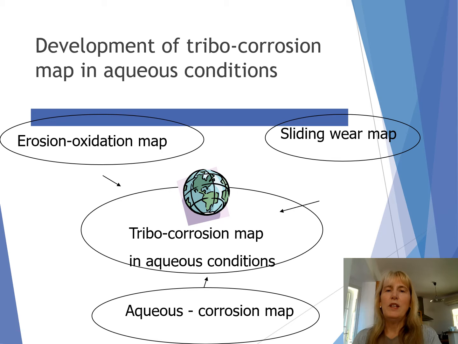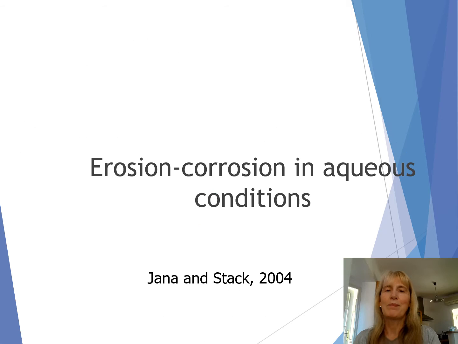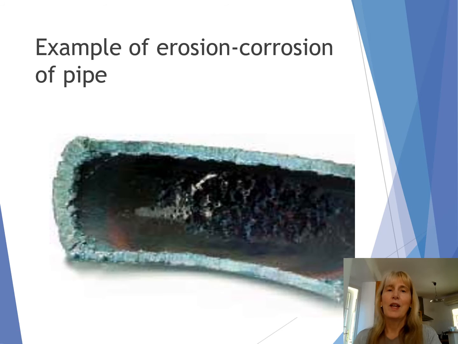Okay, so what we attempt to do in our work is to combine the tenets of the erosion oxidation map, the sliding wear map, and the aqueous corrosion map to develop an erosion corrosion map. So I'm going to show you some work that we did in 2004. This work was carried out by my PhD student, who is now based at Sheffield University as an academic, Dr. Buddha Hafjana.